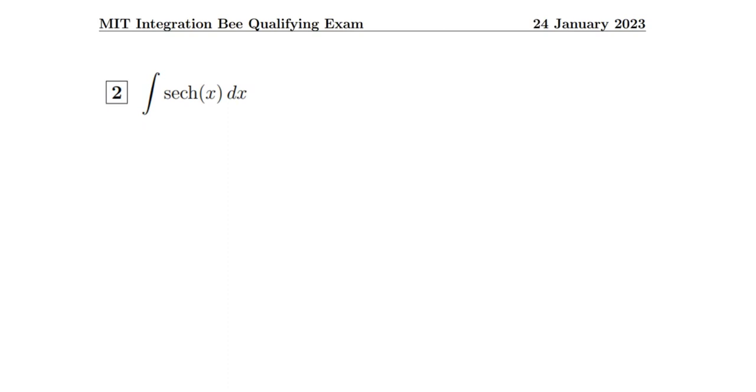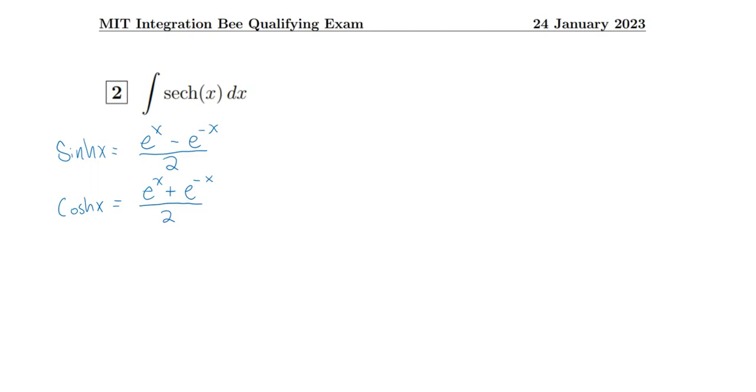So what I know is that hyperbolic sine of x is equal to e to the x minus e to the minus x over 2, and I know that the hyperbolic cosine of x is equal to e to the x plus e to the minus x over 2. In fact, it is the average of e to the x and e to the minus x.